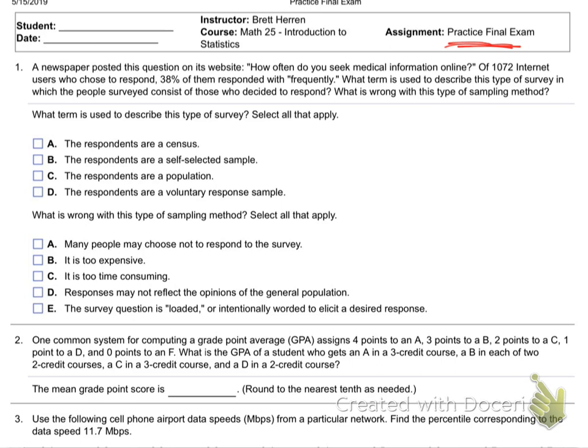Number one, a newspaper posted this question. How often do you seek medical information online? Of the 1072 internet users who chose to respond, 38% responded frequently. What term is used to describe this type of survey in which people surveyed consist of those who decided to respond? And what is wrong? So which term is used? Those who decided to respond.